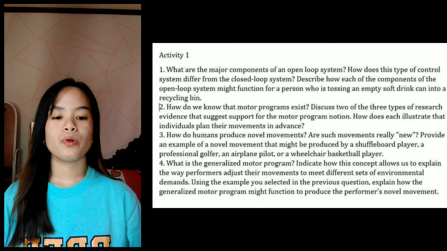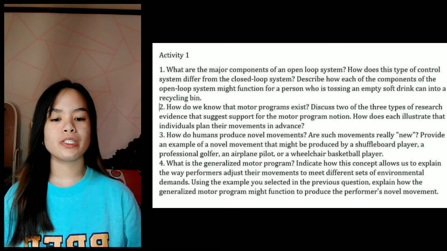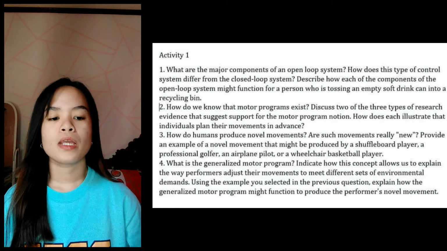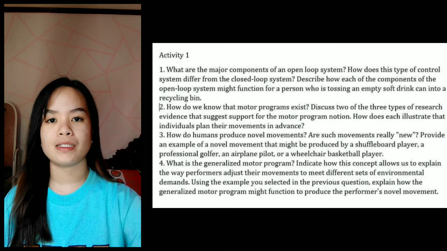The second one is, how do we know that motor programs exist? Discuss two of the three types of research evidence that suggest support for the motor program notion. How does each illustrate that individuals plan their movements in advance?